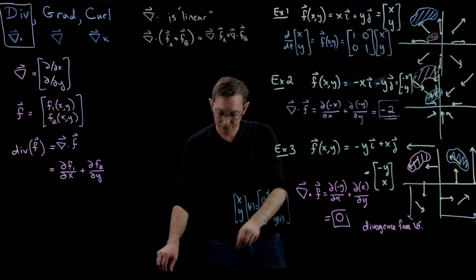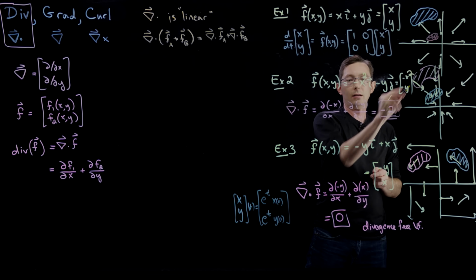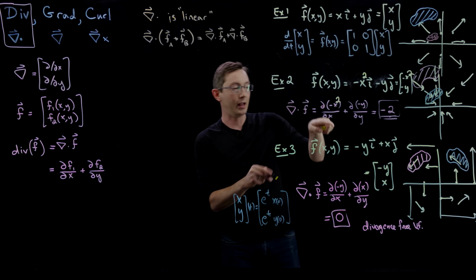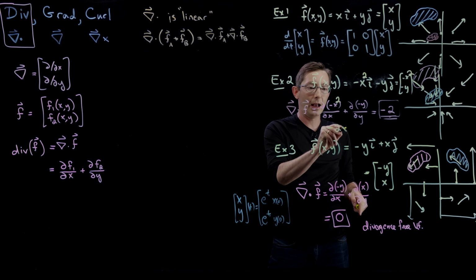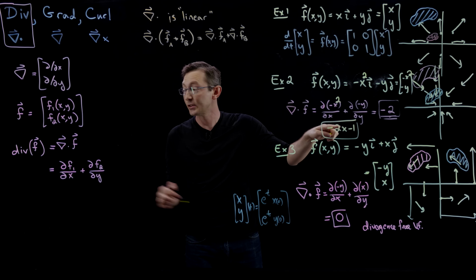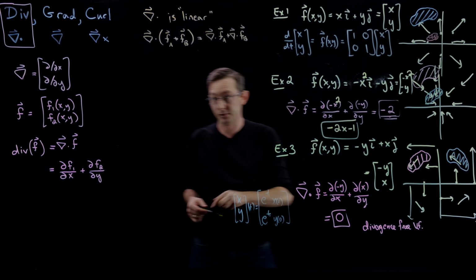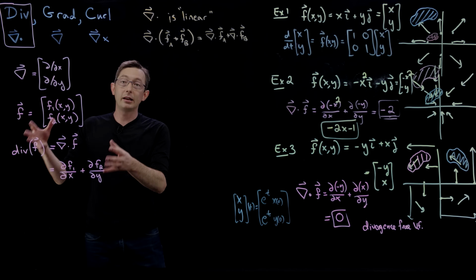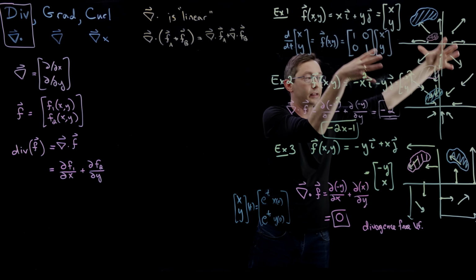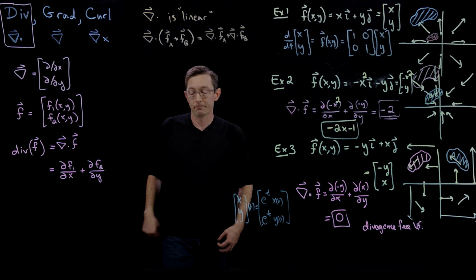If I made this an x squared here, then partial of minus x squared with respect to x would be minus 2x, minus 1. And the divergence would actually be a function of x. But it's still a scalar function. It's not a vector function. It's a scalar function of x and y. And it can quantify locally in my vector field whether my particle is expanding, contracting, or just doing a kind of solid body rotation that is divergence free.